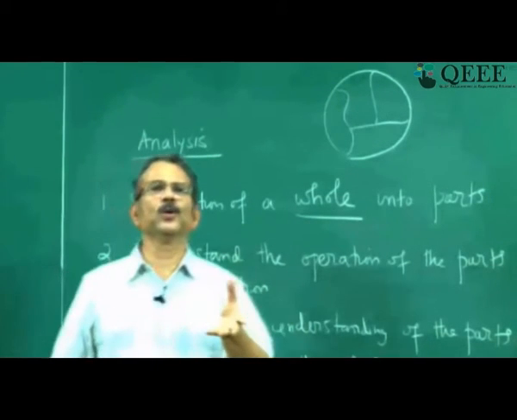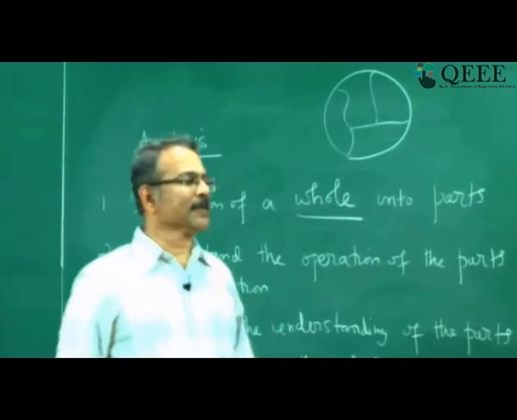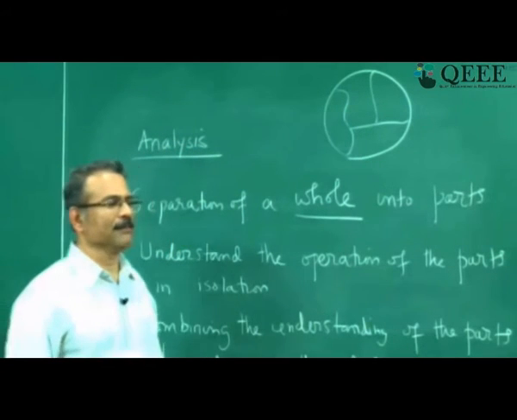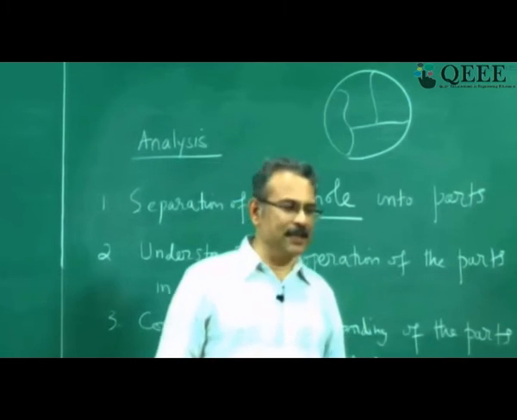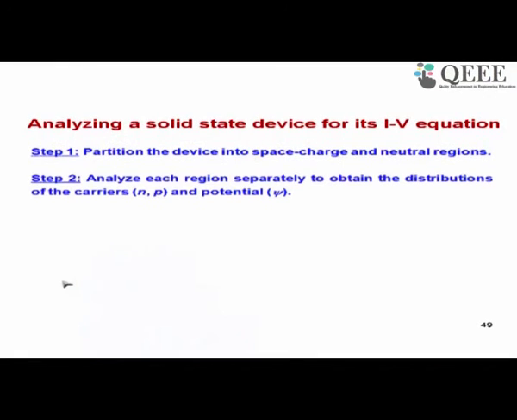Same thing we are applying to current voltage characteristics, right, of a solid state device. So step 1, partition the device into space charge and neutral regions. Look at the slides. Step 2, analyze each region separately to obtain the distributions of the carriers and potential.